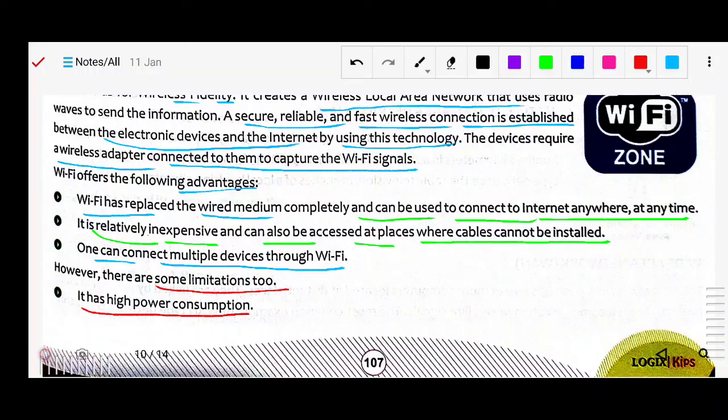Okay, in the next class we will see some other part of this chapter, which is types of networks.